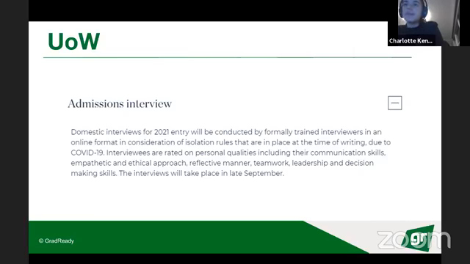And then the bit about interviewees being rated on personal qualities, including their communication skills, empathetic and ethical approaches, reflective manner, teamwork, leadership, and decision-making skills. We already kind of knew that, and none of that's different. But we do acknowledge that they haven't released their interview offers yet, and this can be quite stressful. So if you are waiting on a Wollongong one, just hang in there.